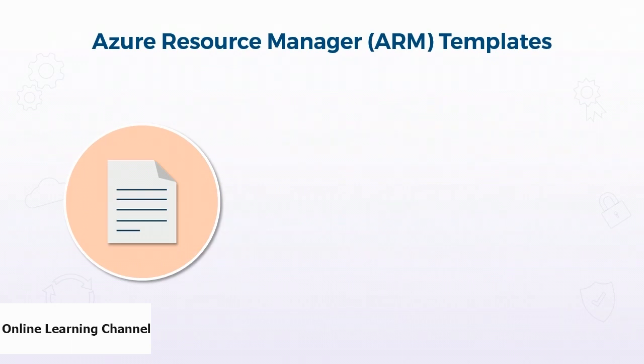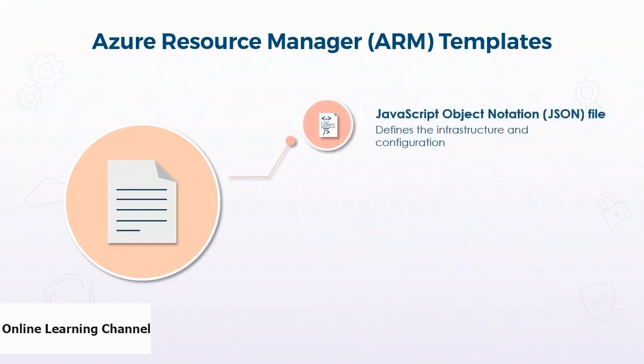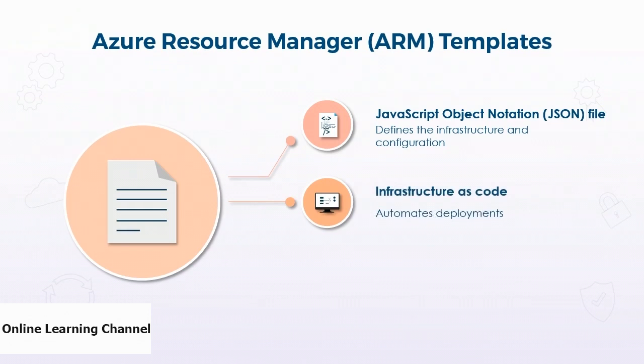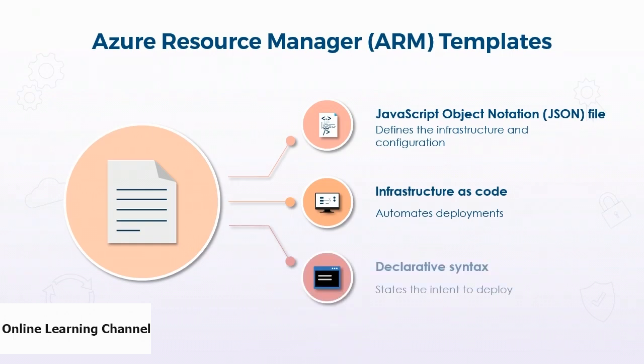So that being said, we can use some form of code, infrastructure as code, to allow us to upload our templates and provision our resources just from a text template. These text templates have a JavaScript Object Notation, or a JSON file, which defines the infrastructure and the configuration. And again, this is repeatedly referred to as infrastructure as code because it automates our deployments. These scripts do have a declarative syntax, so it states the intent to deploy the resources that we specify in our templates.